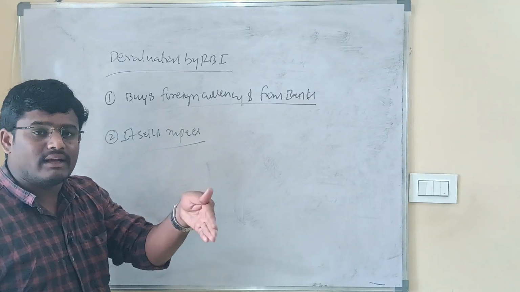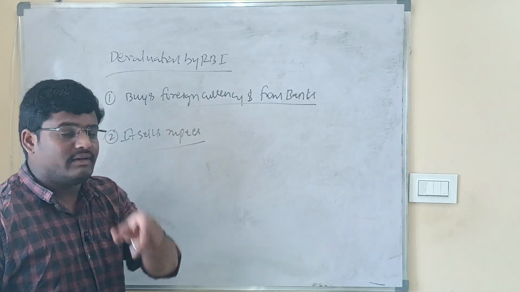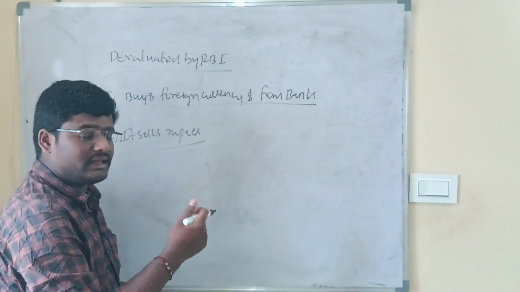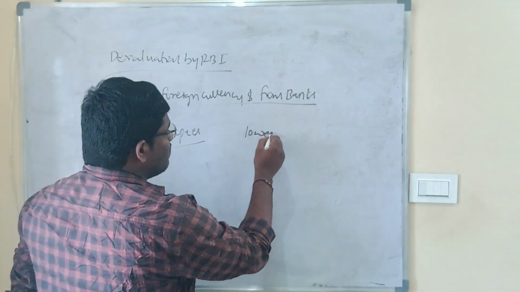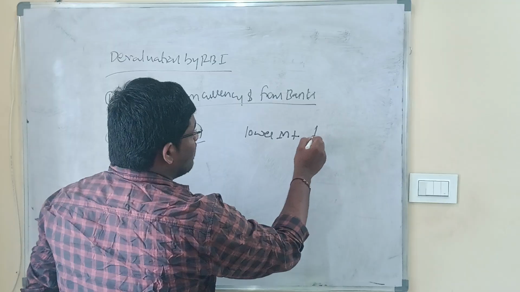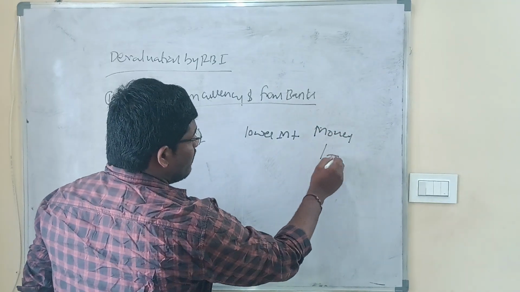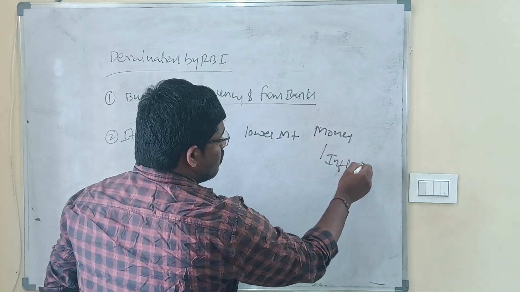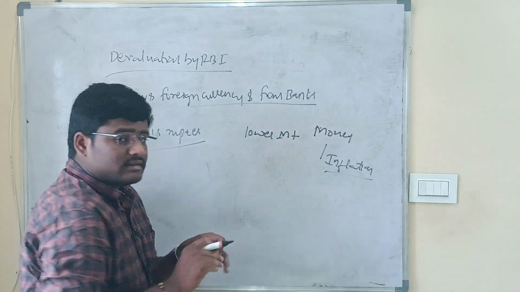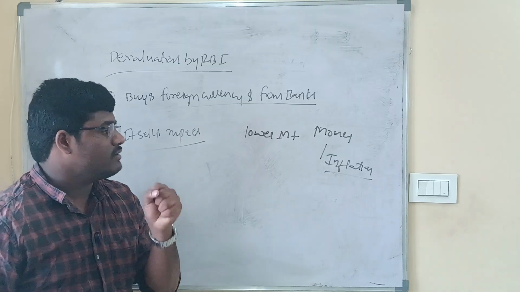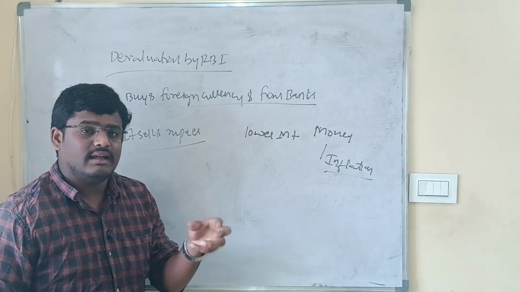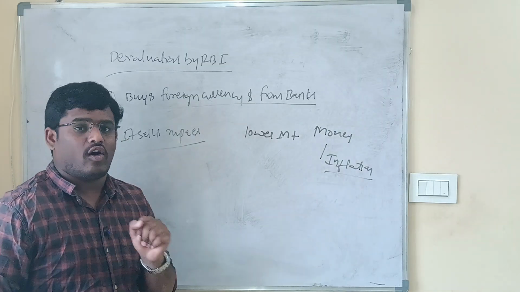Now when the Reserve Bank of India sells rupees to banks, what does it mean? Banks now have more liquidity, which means higher funds with the banks. Now lower interest rate, and lower interest rate leads to higher money supply followed by inflation. So if someone asks the negative impacts of devaluation by RBI, we can clearly say the inflation in the economy.